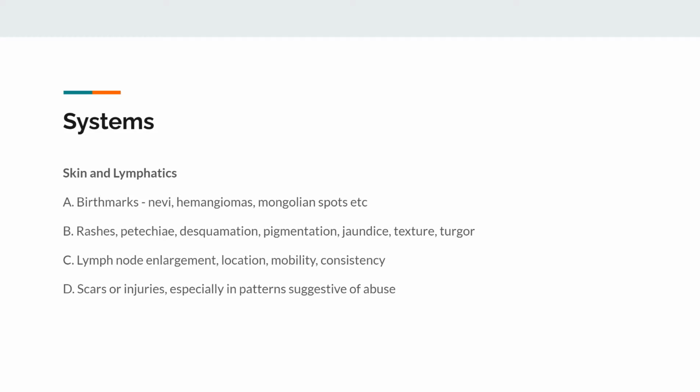Make sure you learn them and you know what you're looking for. So in skin and lymphatics, for example, you need to know about the birthmark. You need to know about rashes, petechiae, desquamation, pigmentation, jaundice, texture, turgor, lymph node enlargement, location, mobility, consistency, scar or injuries, especially in patterns suggestive of abuse. Yeah, that is something that pediatrics is supposed to do. We don't do that much in Pakistan, but that is one of your duties as well. Make sure that you include that.